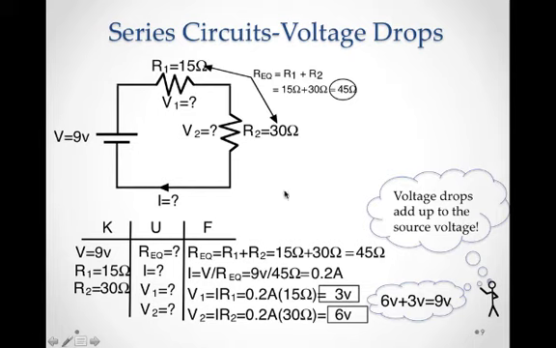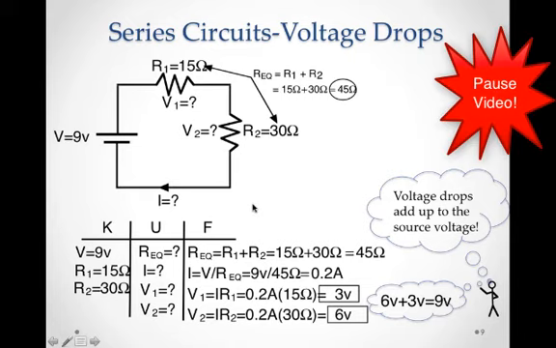And if you look at the 2 voltage drops, 3 volts and 6 volts, and you add them back up, of course, you'll get back 9 volts. The voltage drops add up to the source voltage. They're called voltage drops because we start with 9 volts from here all the way around to here. And we dropped 3 of them, so we're left with 6. And that's a little bit about voltage drops and how you can calculate those in a series circuit.